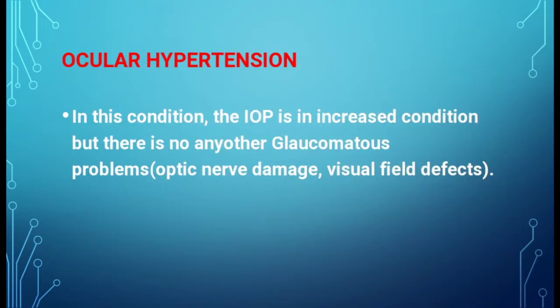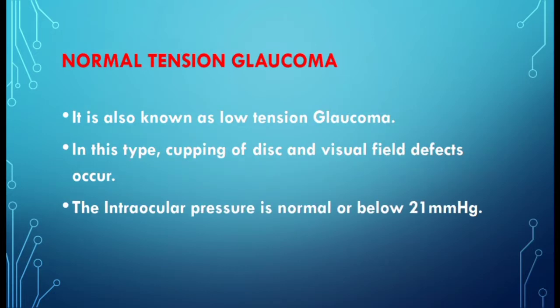Next, ocular hypertension. In this condition, the intraocular pressure is at an increased level, but there are no other glaucomatous problems like optic nerve damage and visual field defects. Only the intraocular pressure is increased. Next, normal tension glaucoma. It is also known as low tension glaucoma. In this type, the intraocular pressure is normal or below 21 millimeter of mercury, but there is optic disc cupping and visual field defects occur.